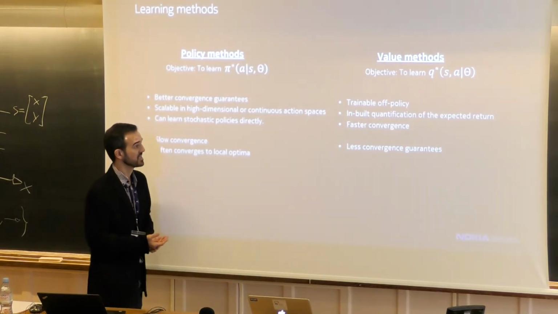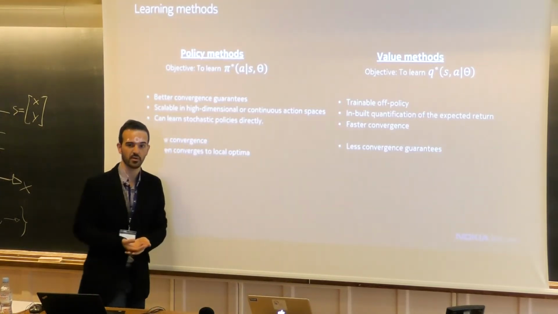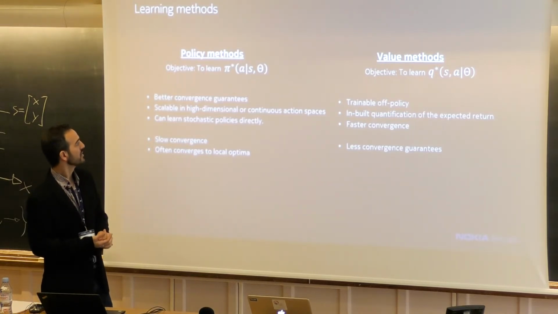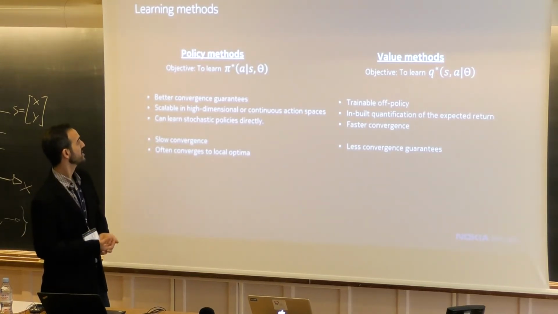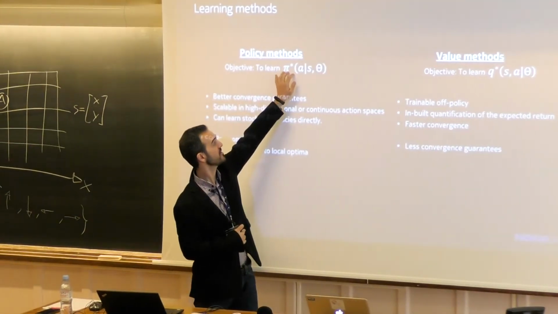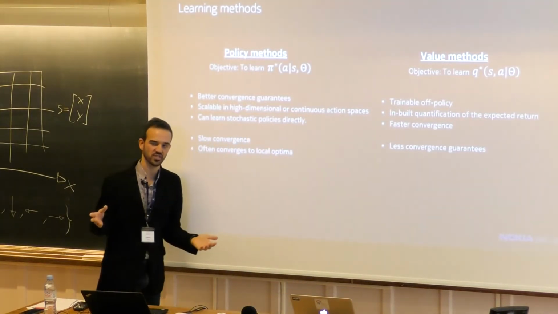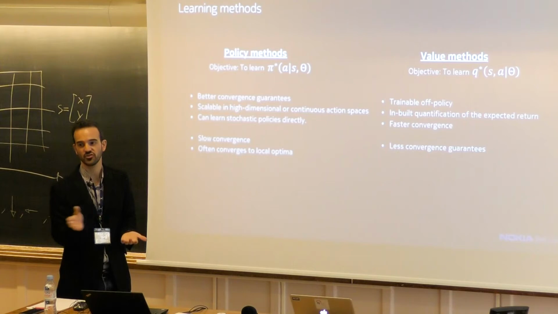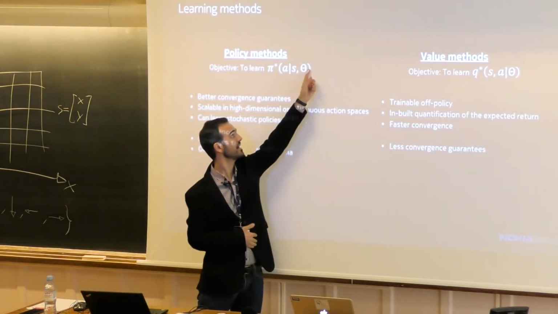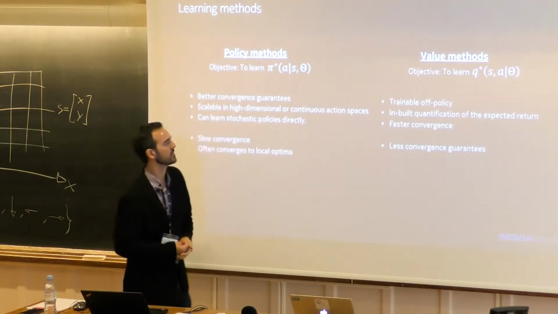Value methods have the advantage that they usually converge a lot faster than policy methods, but they don't have convergence guarantees. So depending on the problem you're trying to solve, you might want to try one or the other. The other advantage of policy methods is that they are a lot more scalable, because as I said before, the output of this function can be the action directly. So if you have a huge action space with millions of actions, or even just a continuous action space, you might want to try policy methods, because you can get the real number action right at the output of this function, but you cannot do that with Q functions.